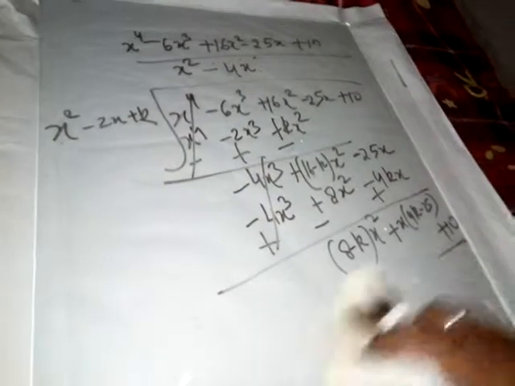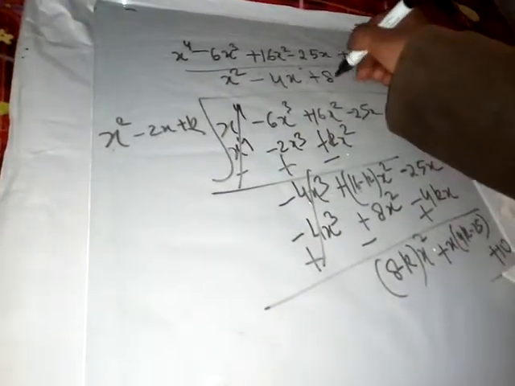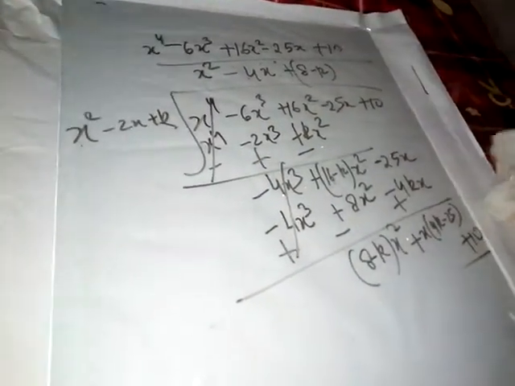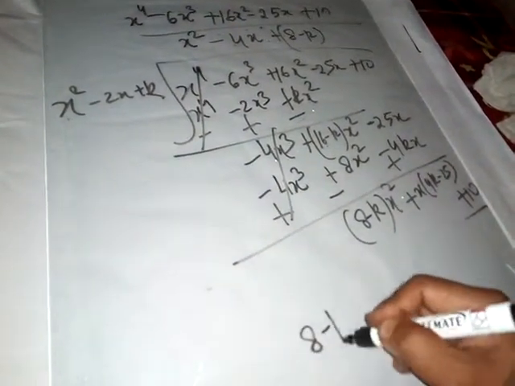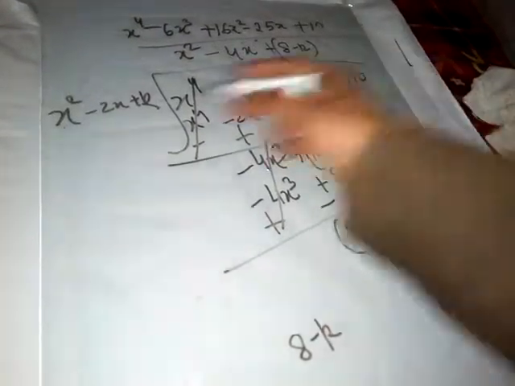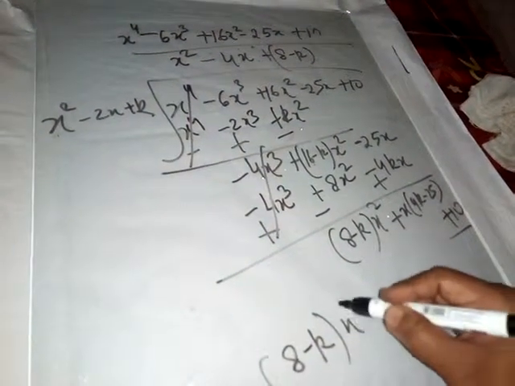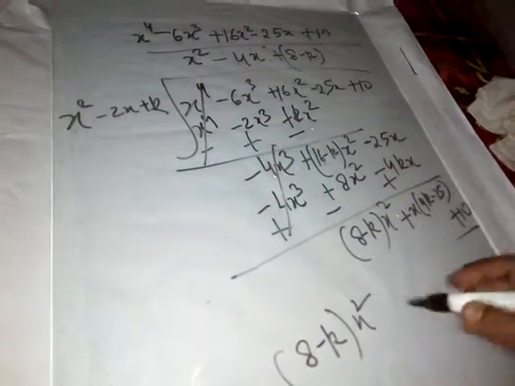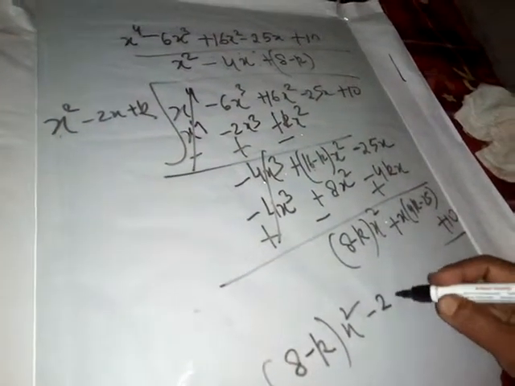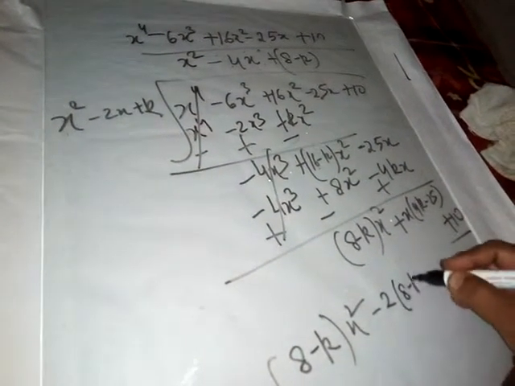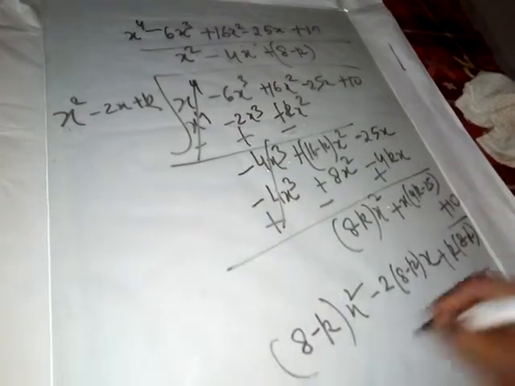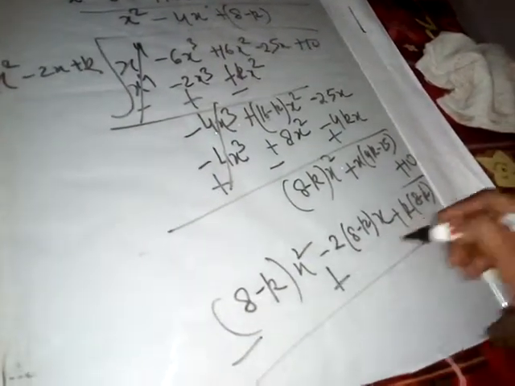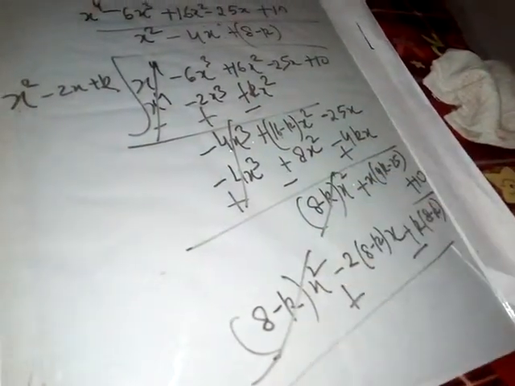Now after this step, multiplied by 8 minus k, so we are going to get here 8 minus k, I am writing it here, 8 minus k x square. Then we are going to get minus 2 into 8 minus k x, and then finally we will get k into 8 minus k. Now change the sign, minus plus minus, this and this gets cancelled.